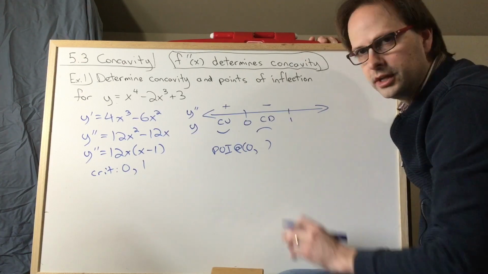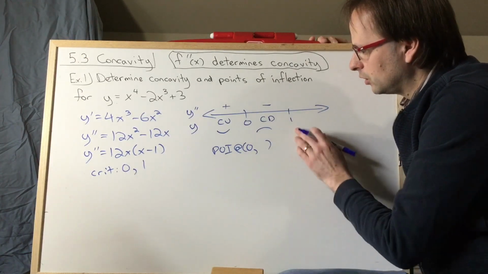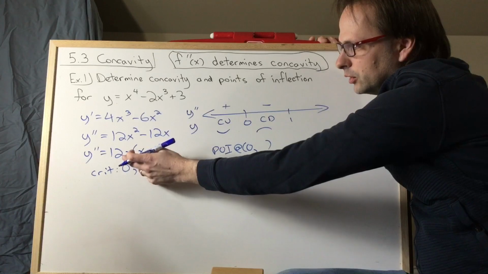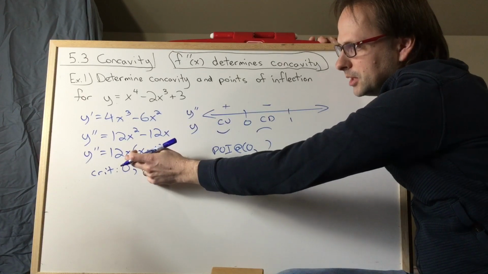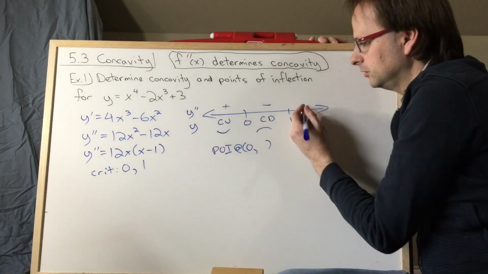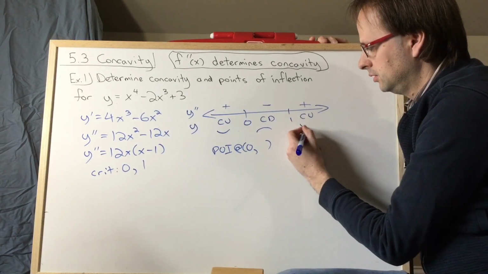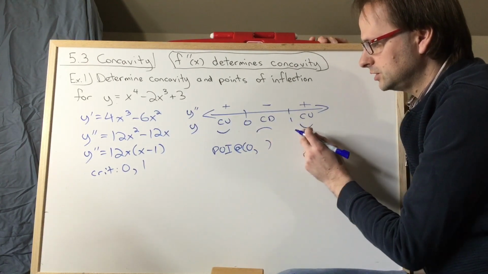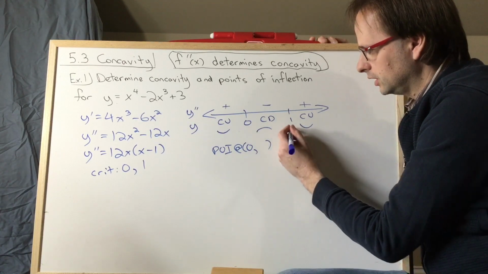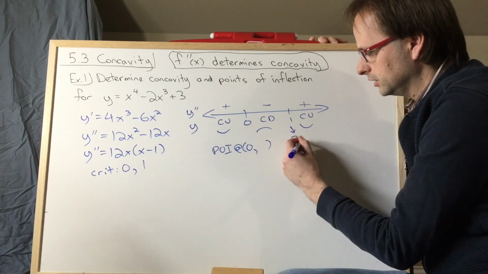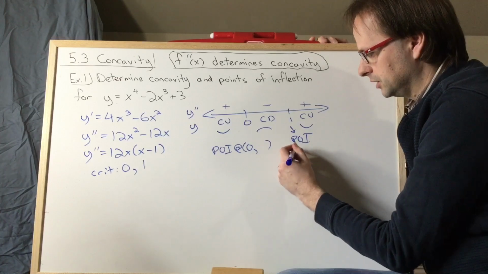Let's finish off the sign diagram though. So if I put in a number bigger than 1, whether it's 2 or a bajillion, I'm going to end up with a positive times a positive, makes a positive, concave up. Aha, concavity changed again. So I'm going to have another point of inflection at 1 something.